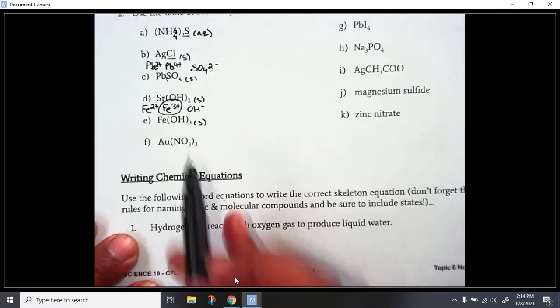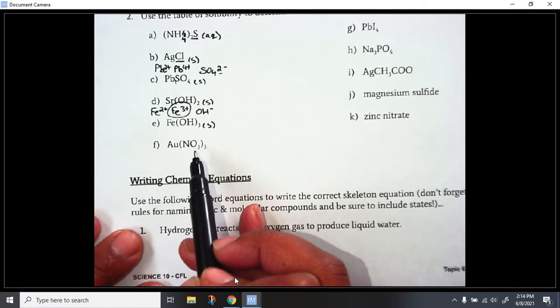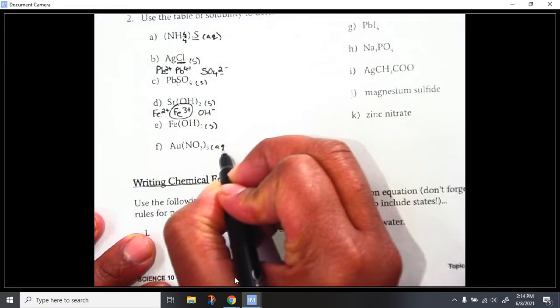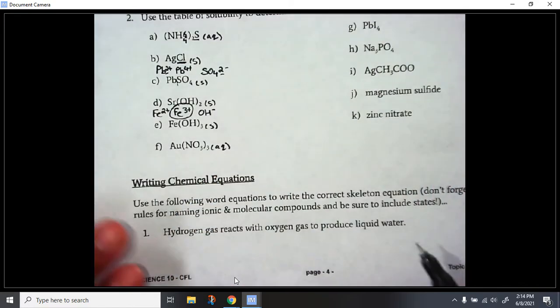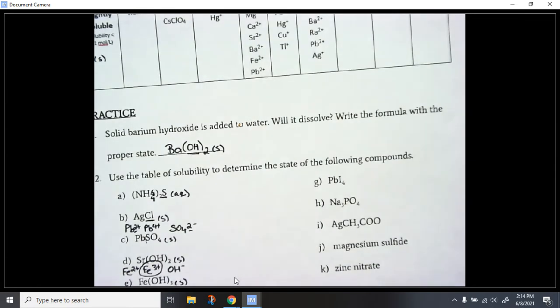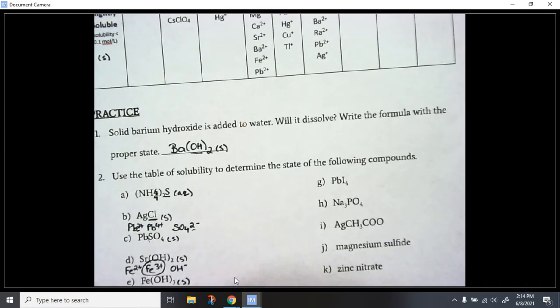Gold nitrate. I'll give you guys a little clue here. In high school, anything that we pair with nitrate is always going to be aqueous. You can always double check. I never do, just because I know, I do a lot of chemistry. Okay, so I'm going to look anyways. I can tell that this one here, because gold can be gold 1 or gold 3. Nitrate just has a negative charge.